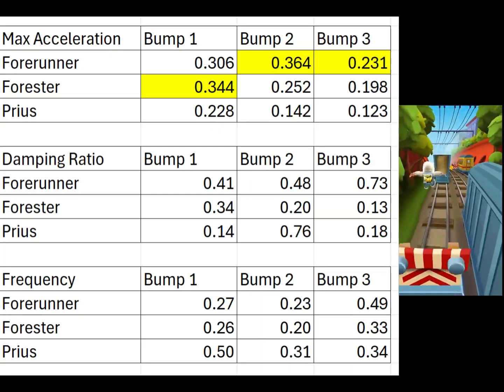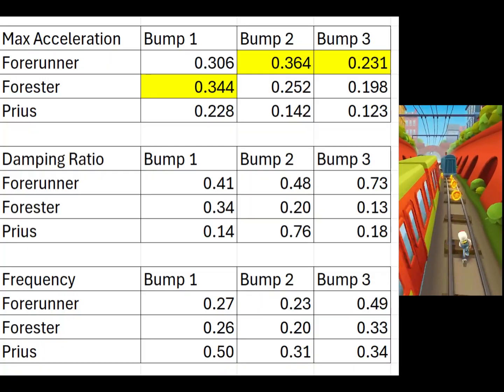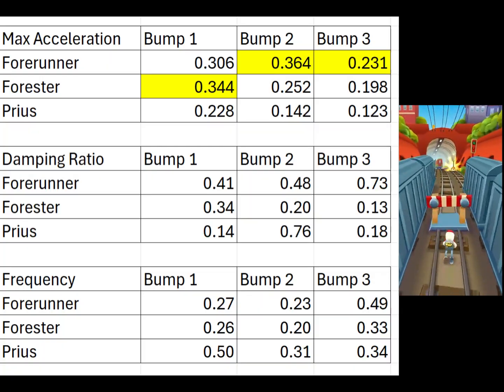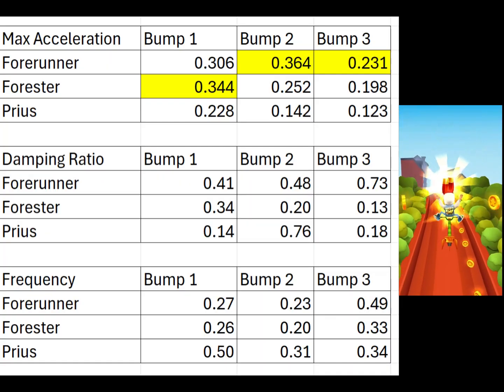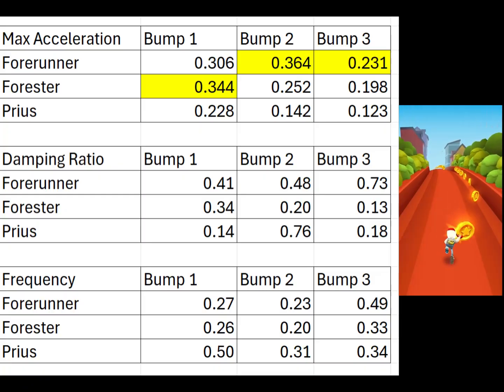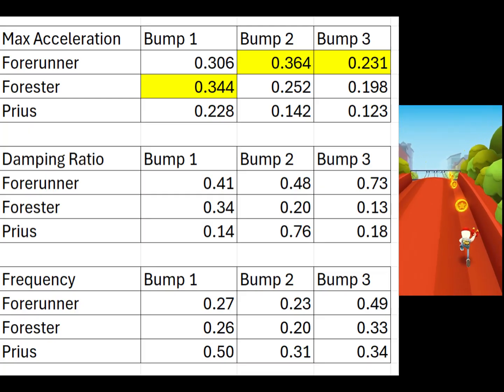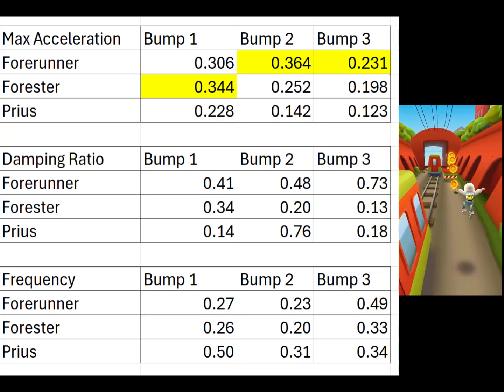And then for damping ratio, they're relatively the same, with the Prius having 0.76 at bump 2 and 0.73 for the 4Runner at bump 3, which were likely due to inconsistencies in the data, which we had to deal with a lot. And the frequency, which is in hertz, was not close to our goal of 1 to 1.5.